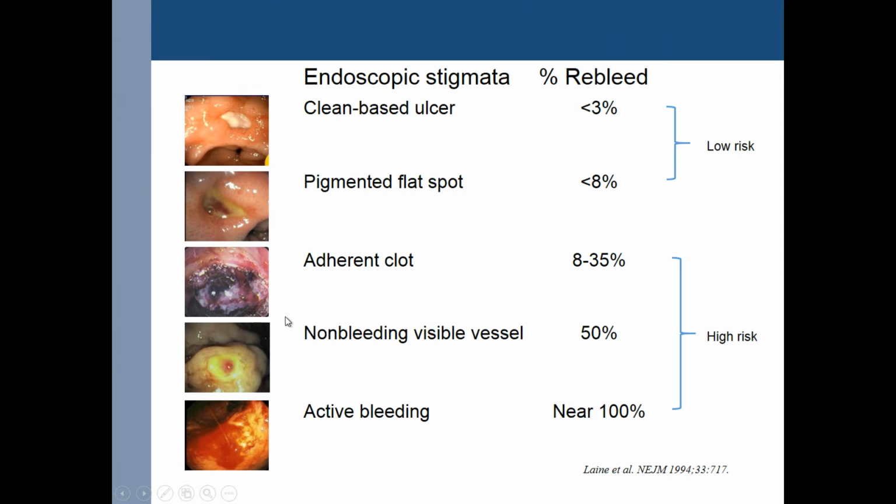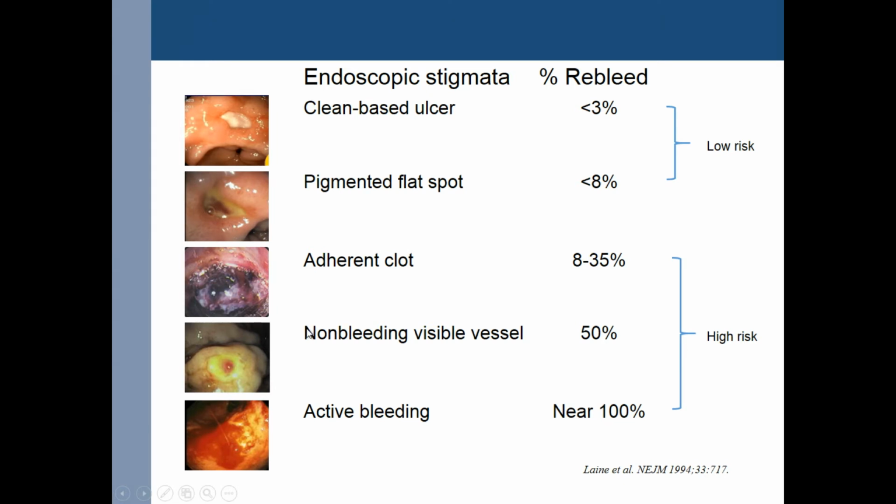Contrast that to these three pictures at the bottom that are all associated with a much higher risk of rebleeding, starting with an adherent clot that is stuck on the ulcer. Because you don't know what's underneath it, it could be a clean-based ulcer underneath it.